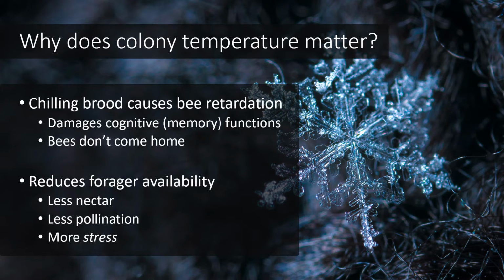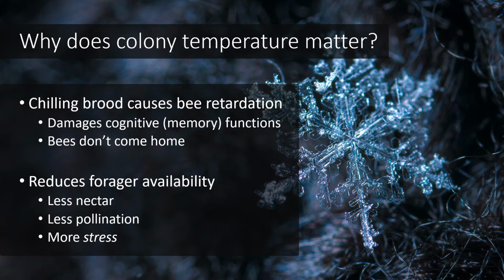So why does colony temperature matter? Well, chilling the brood causes bee retardation and it damages cognitive functions, mainly affecting their memory. And what this means is that the bees can't find their way back home, or they can't learn their location from the hive, so basically they don't come home. Now, colonies require heating, and if the bees are doing heating, then they are out getting less nectar and doing less pollination. And you're also introducing a measure of stress.